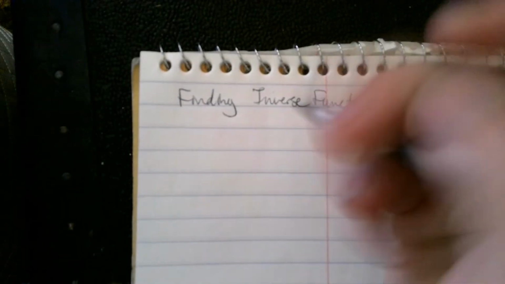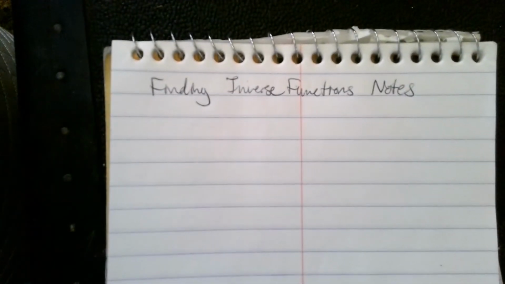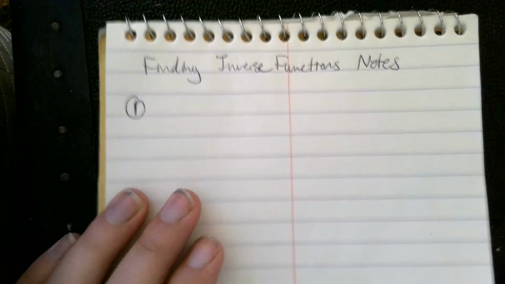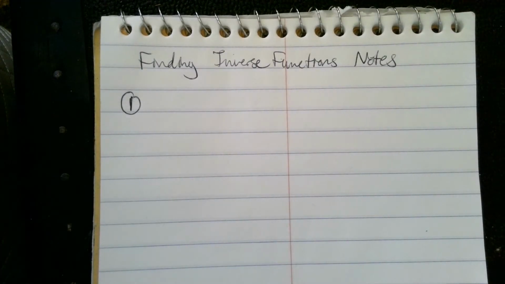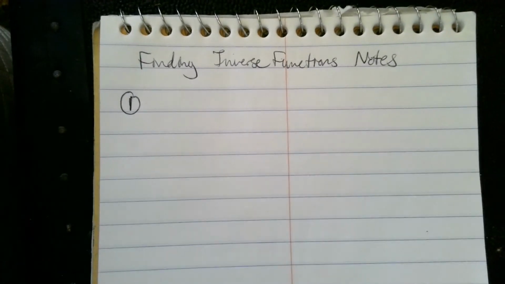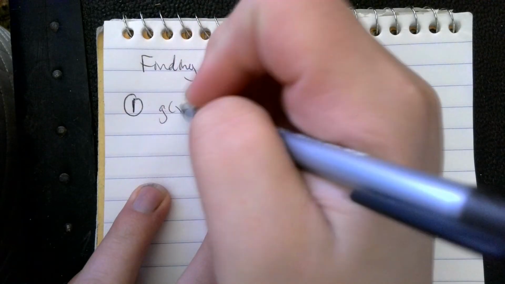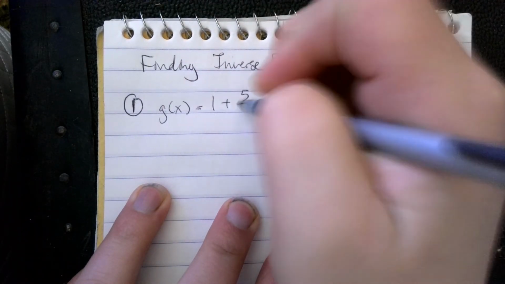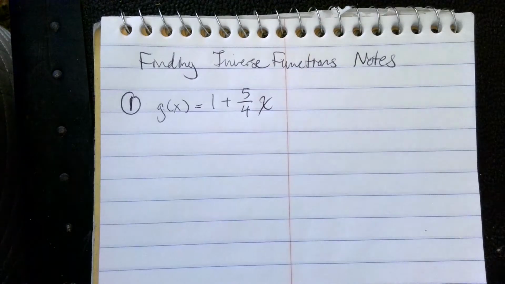Okay, I'm literally in my living room trying to show you. So the first thing we need to do, let me make this, is remember we said an inverse function undoes each other, kind of like a stapler and a staple remover. So our first equation is we have g of x is equal to 1 plus 5 over 4x.